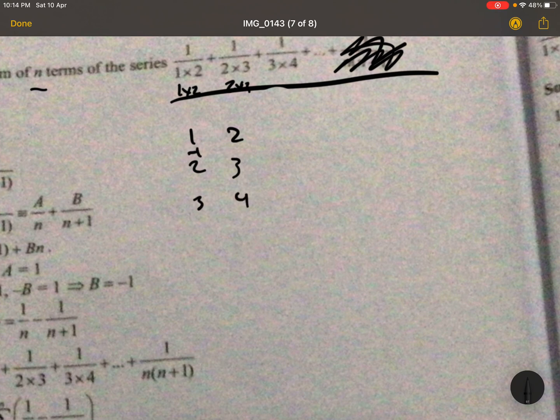1, 2, 2, 3, 3, 4. See, it's plus 1. This is 1 plus 1, 2 plus 1, and then 3 plus 1. This 1, 2, 3 thing, you can let this become k. Then k goes up by 1 every single time. But this is k plus 1, k plus 1, k plus 1.